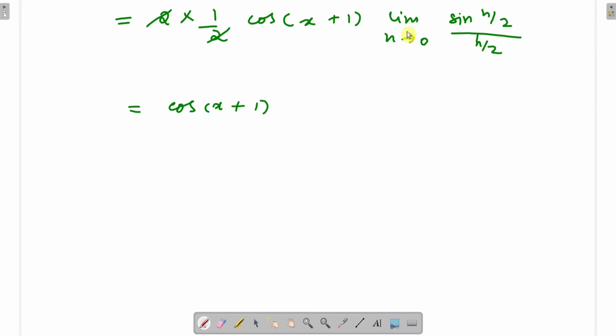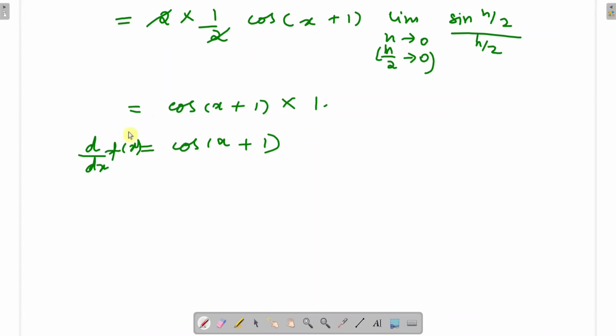So limit h tends to 0 of sine x by x, or limit x tends to 0 of sine x by x. Here it is h goes to 0, but we can understand that if h goes to 0, that means h by 2 also will go to 0. This we have already done, so you can use the formula directly and the limit is 1. So this will be equal to cos of x plus 1, and this is the derivative of f(x). This is the answer of the third problem. Let us go to the fourth one.